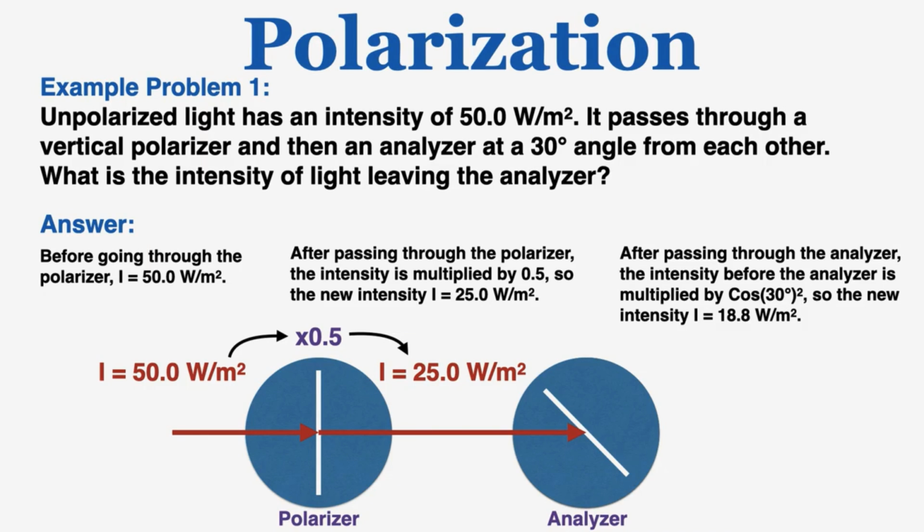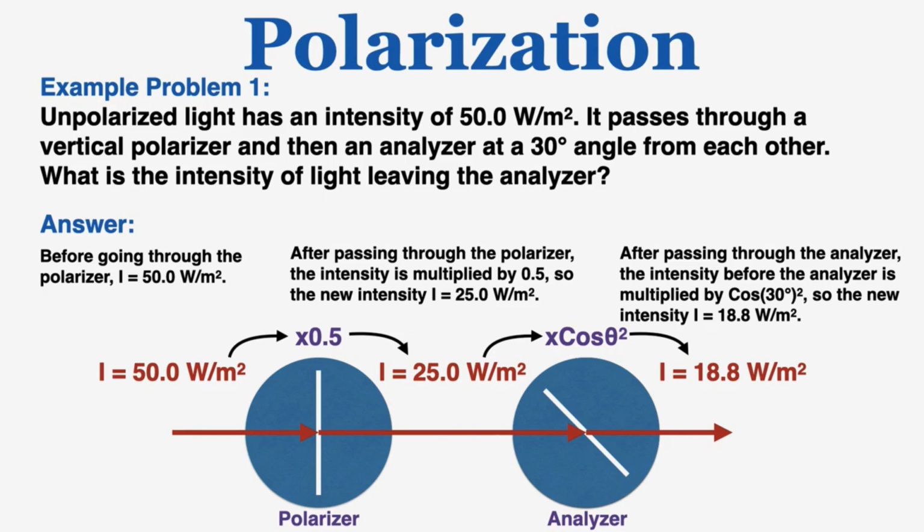After passing through the analyzer, the intensity before the analyzer is multiplied by cosine of 30 degrees squared, because of Malus's law. So multiplying that out, the new intensity I is equal to 18.8 watts per meter squared. Again, Malus's law is telling us that the intensity of light after it passes through an analyzer is equal to the intensity of the polarized light before it passes through the analyzer, multiplied by cosine of the angle of difference between the polarizer and analyzer squared.